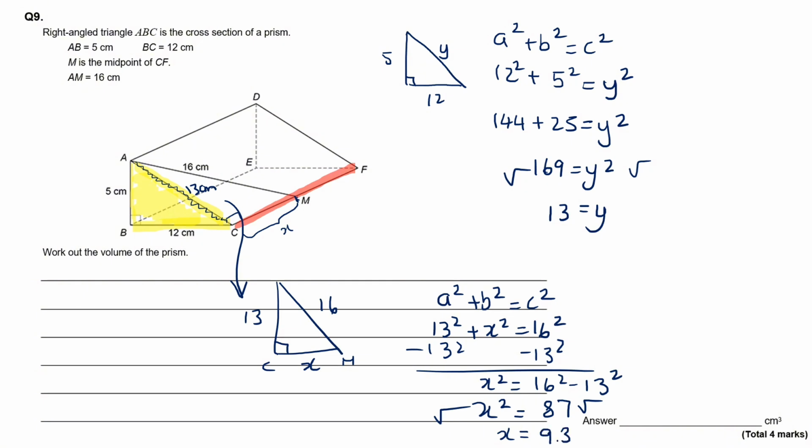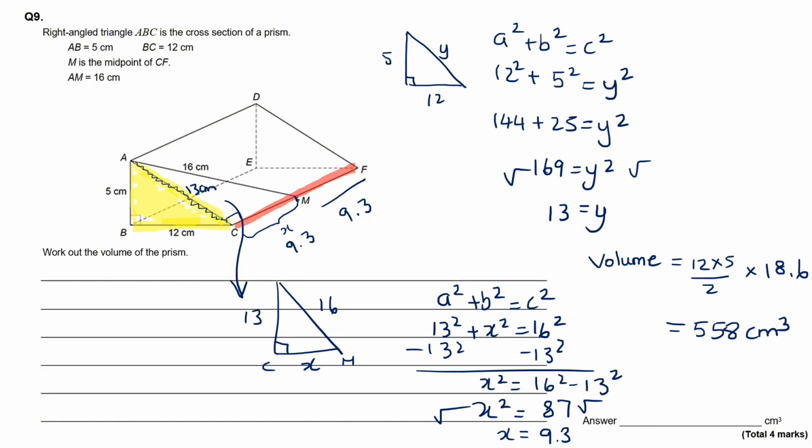Okay, so if I know this is 9.3, then we've got another 9.3. And to find the volume of this shape, we need to do the area of its face, which is the triangle. So that is 12 times 5 divided by 2, and times that by the depth, which is 9.3 and 9.3. So that's 18.6. So when I type this into my calculator, I'm going to end up with 558 centimeters cubed.